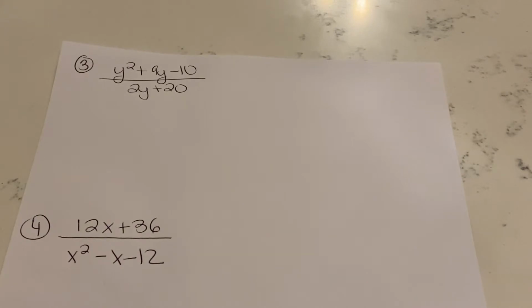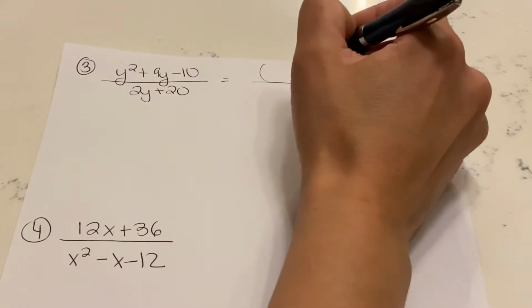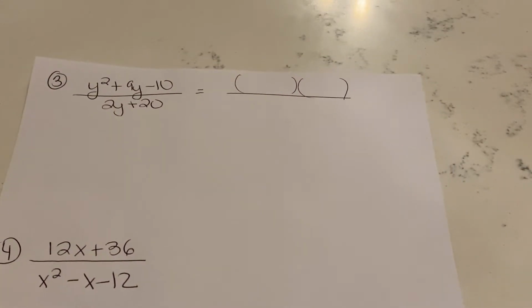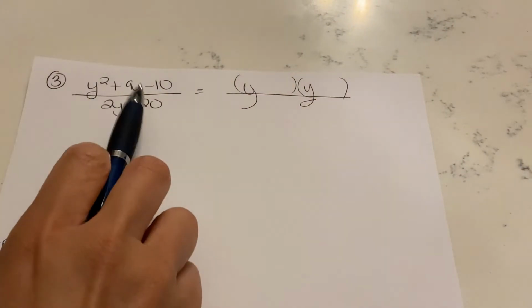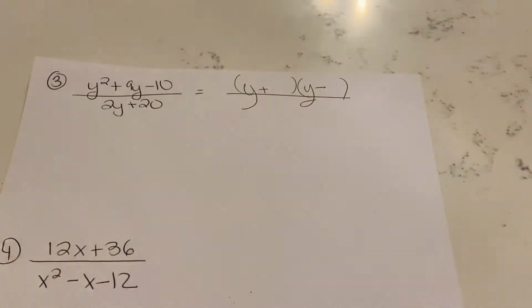Okay. So I'm going to first look at my numerator. All right. It's a trinomial. They don't have a GCF, right? How do I get a y squared? Y times y. My last term is negative. That tells me I should have a plus and a minus.